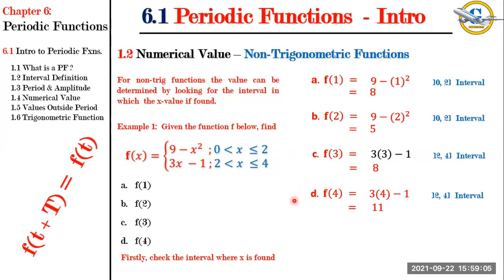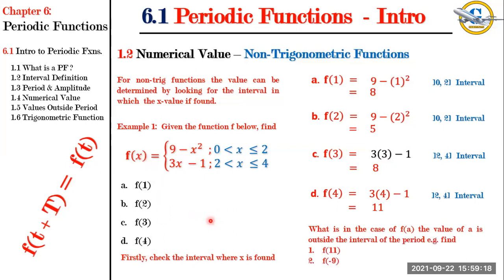Okay, now there are some questions that will come to mind. What if they ask you to look for something like f of 11 or f of minus 4, f of minus 10, and all those things? What am I going to do with this function? Because if you look at the definition here, x ranges from 0 to 2 and from 2 to 4. We don't have any minus 4 or minus 5, and we don't have any x equals 11. So what if they ask me to use these functions and find f of 11 or f of minus 9? What do we do with values that lie outside the interval of the period?